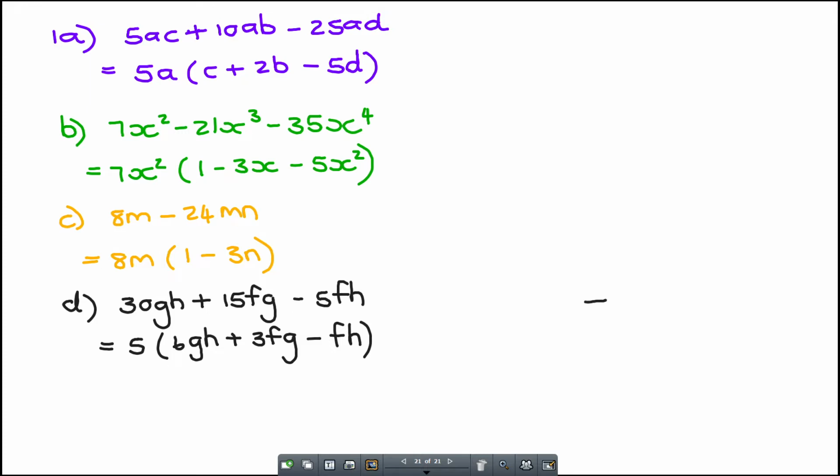A negative times a negative times a negative. Oh, yes, that's a positive. Same thing. So a negative divided by a negative will give me a positive.